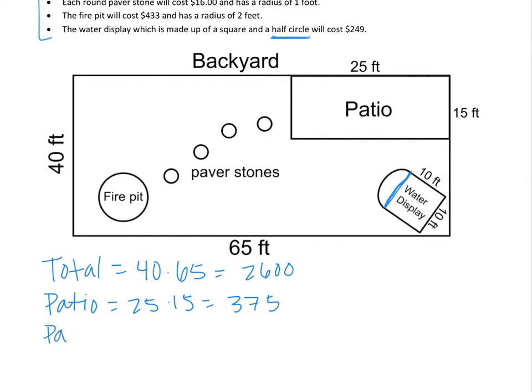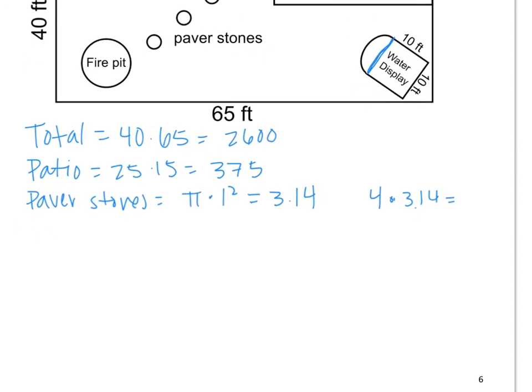Then the paver stones. So one paver stone is going to be pi times radius squared, and the radius is 1. So 1 squared is 1. These are just pi meters squared. But there are 4 of them. So we're going to do 4 times each of those stones, and we get 12.56.